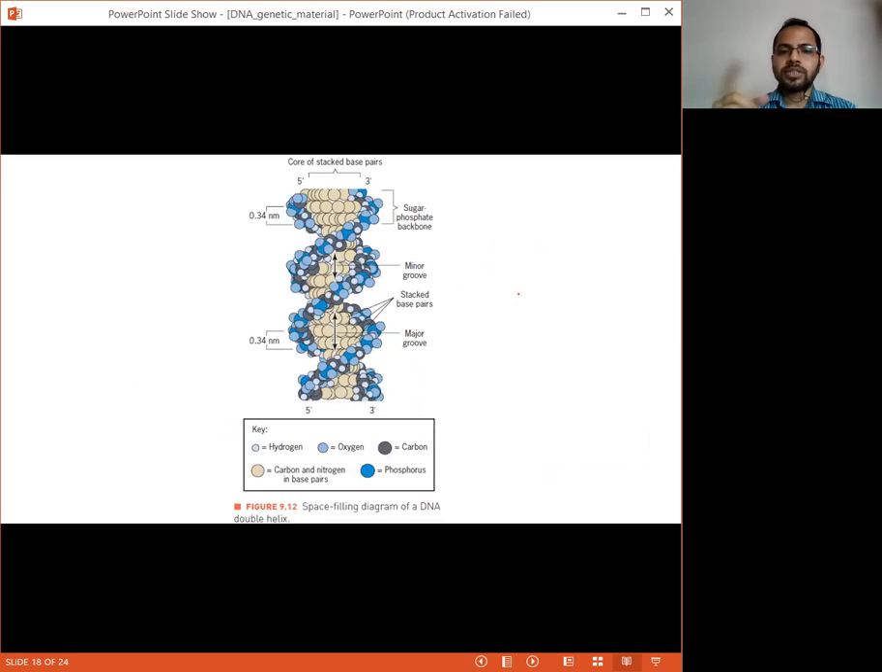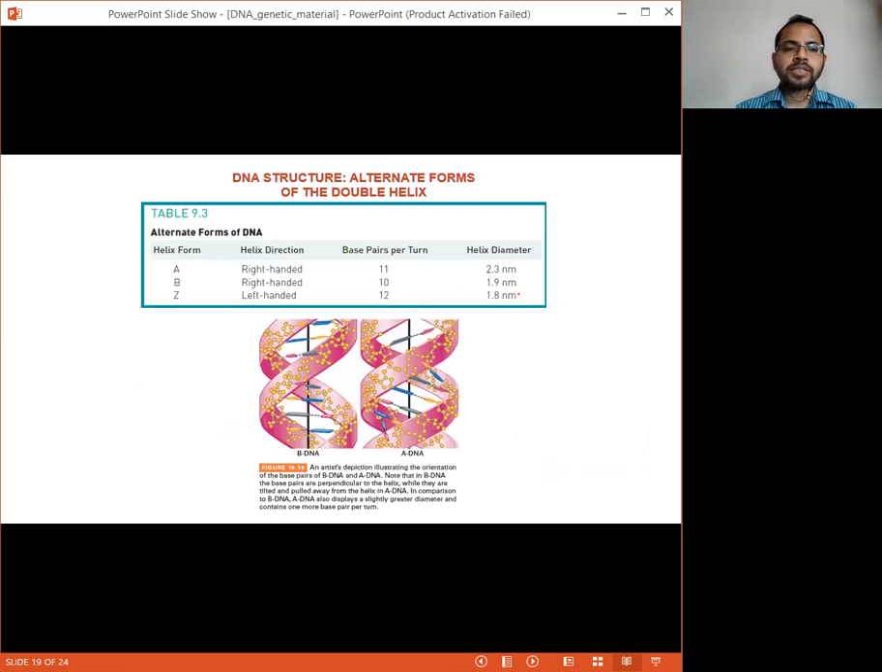And due to the helical nature, there will be two groups, minor groups and major groups. I discussed this, and based on that, there are different kinds of DNA strands possible. Mostly we find B type of DNA in our cell, but you may find variations in some cases, like A DNA or Z DNA.